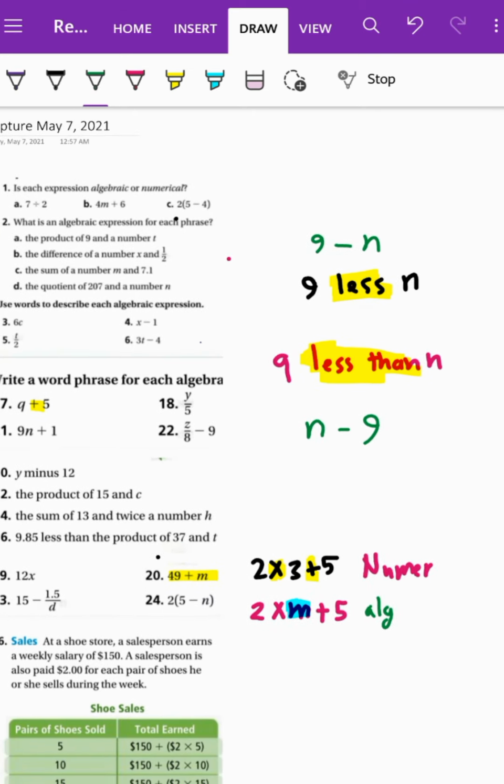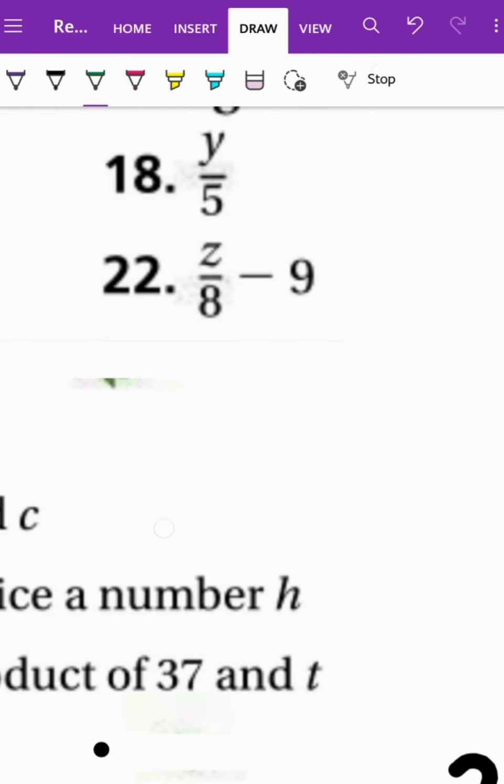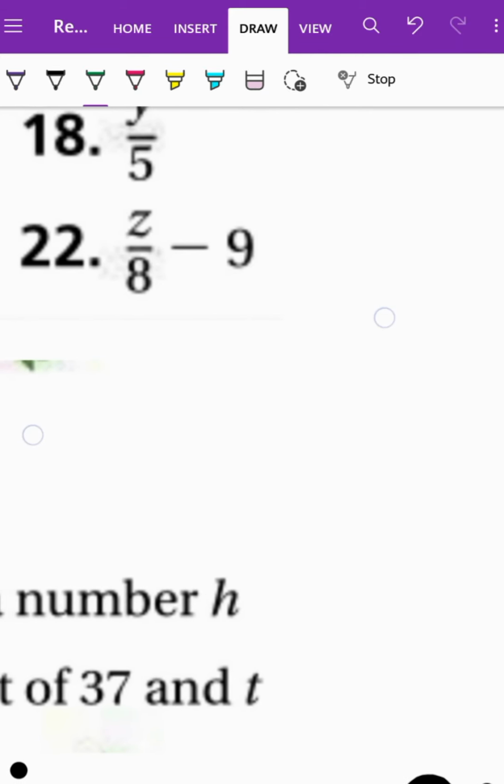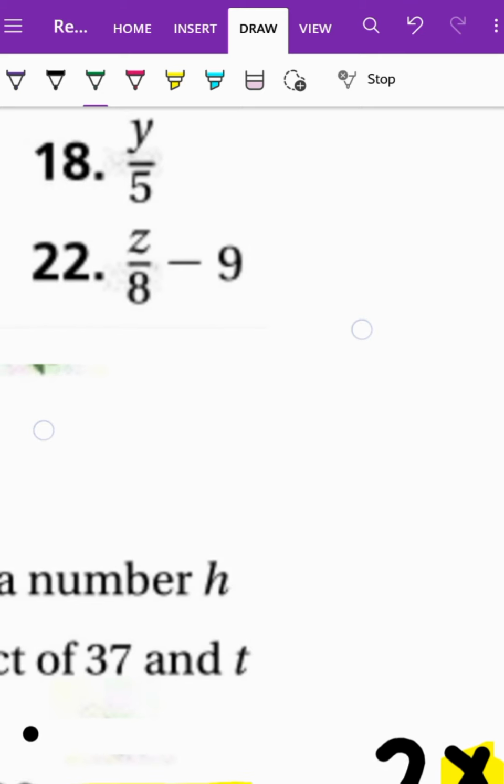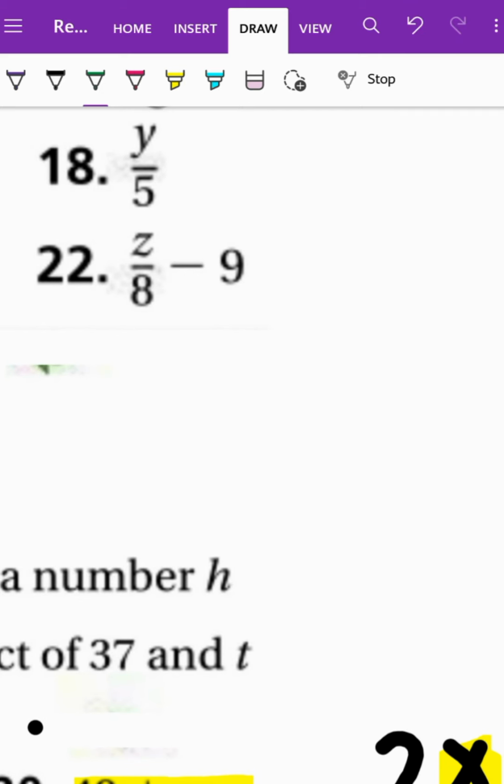Now can you tell me? The quotient of z and 8, less 9. Good. Can we say it in another expression? Yes, the difference of the quotient of z and 8, and 9. Yes, good.